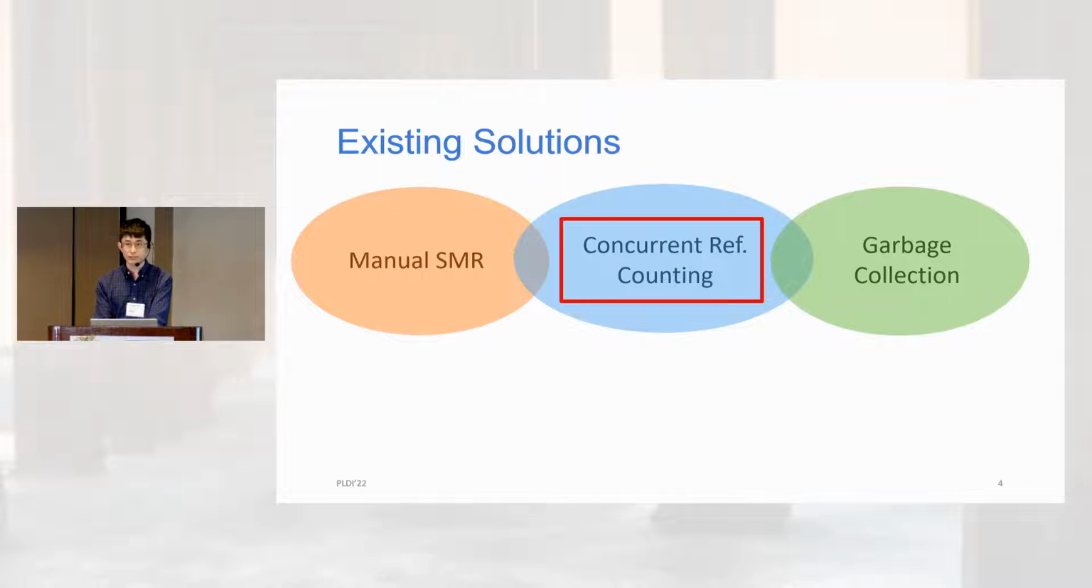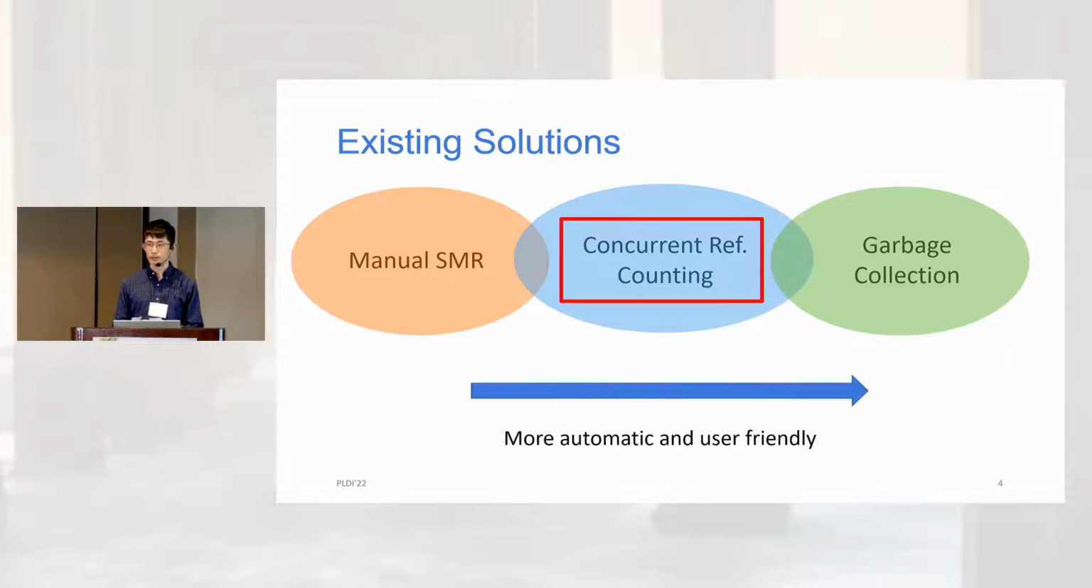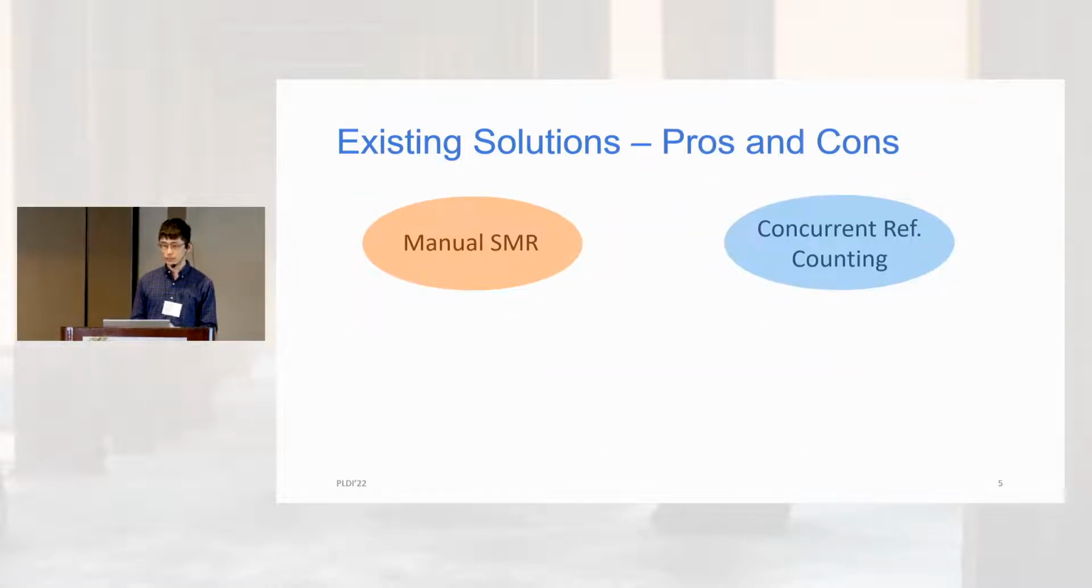Okay, so in practice, concurrent reference counting has been gaining in popularity. For example, it's been recently included in the C++20 standard under the name of atomic smart pointers. Each of these approaches comes with their various advantages and trade-offs. And in general, as you go from left to right in this diagram, the techniques become more automatic and easier to use. So for the rest of the talk, I'll focus on comparing manual SMR to concurrent reference counting, assuming that there's no automatic garbage collection.